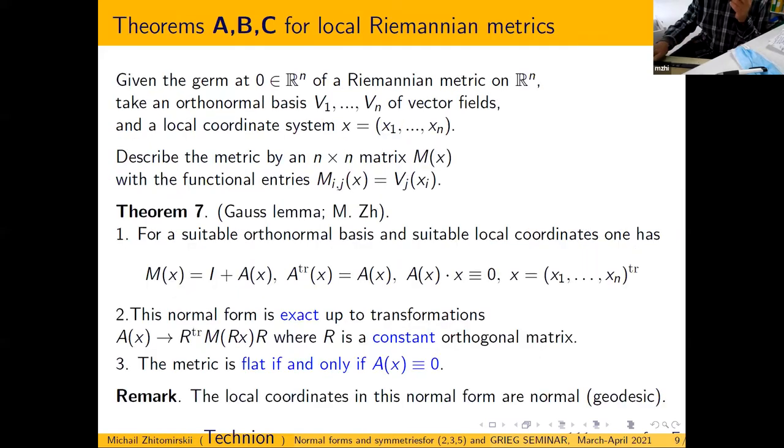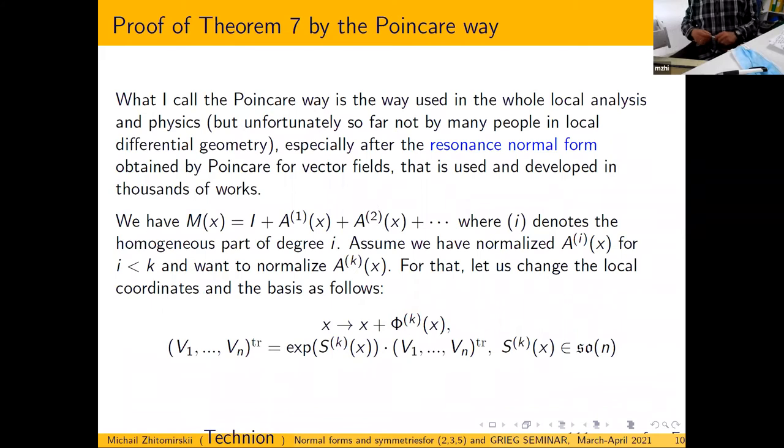Okay, now I will prove this theorem, because my construction of the interpretation of the Cartan tensor at a fixed point and the almost exact normal form for the 2-3-5 distribution will be conceptually the same proof. So I will prove this theorem 7. For proving this theorem, I use a very big tool, which I call personally, but I think some other people can follow me, the Poincaré way. Sorry, one question.